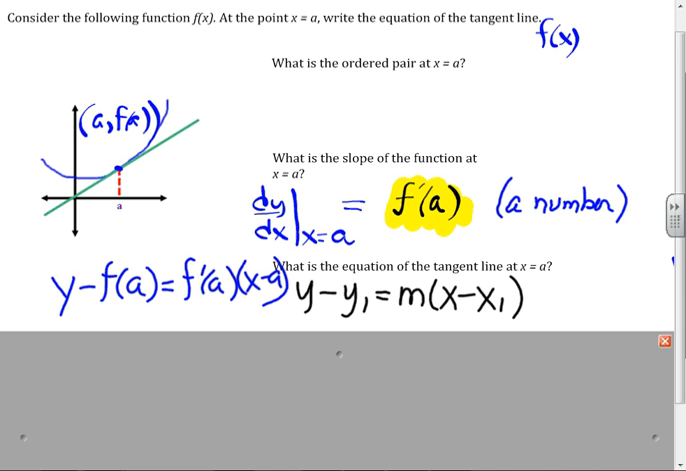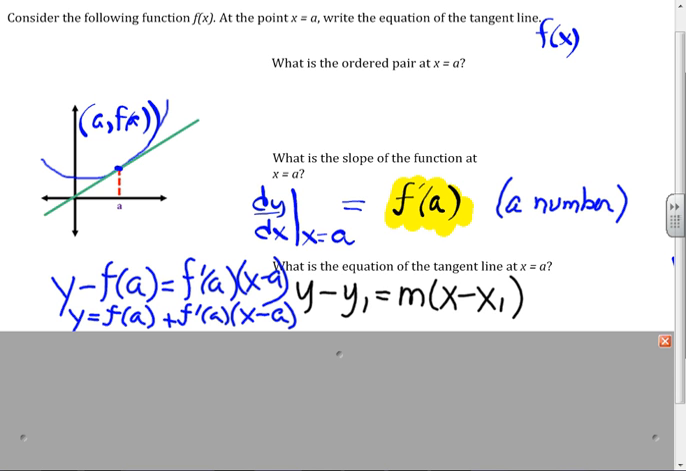I don't want you to turn the page yet. Solve for y. Solve for y. What's y equal to? y is equal to f of a plus f prime of a times x minus a. And that's what we mean by linearization.